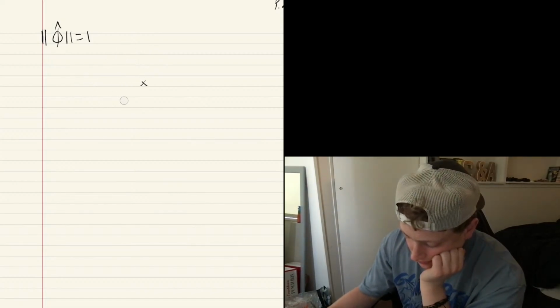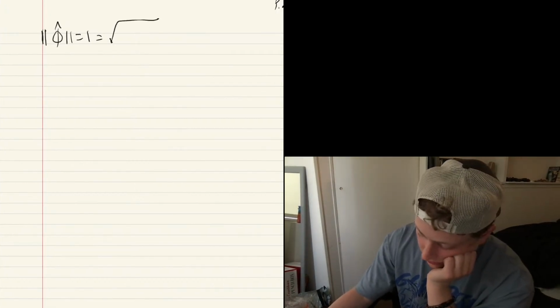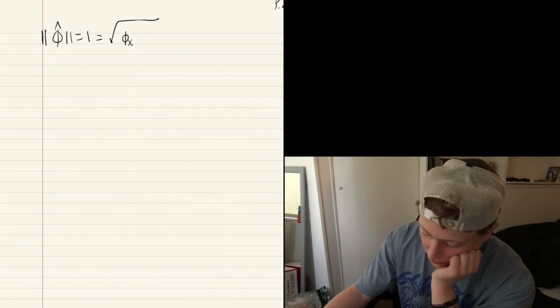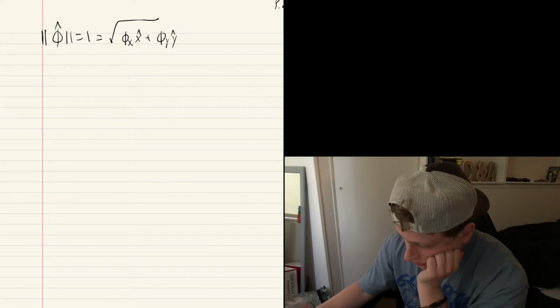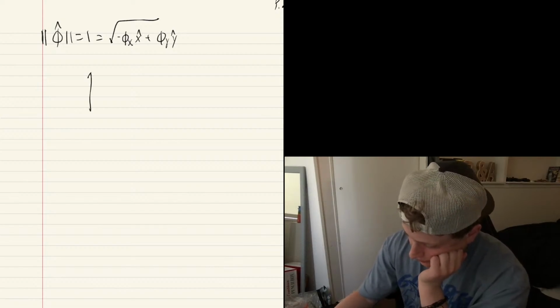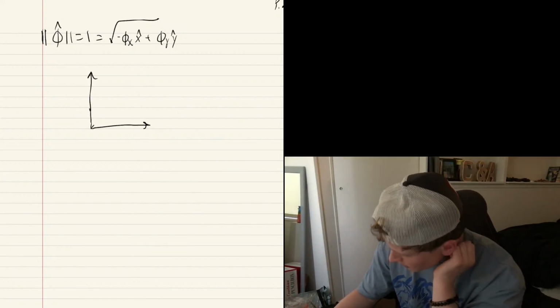So it's equal to 1, which is equal to the square root of phi x times this plus phi y times y. Why is it negative x? Okay, apparently it's negative x, because this is the picture they have. Draw very quickly. Which obviously, yeah, makes sense.